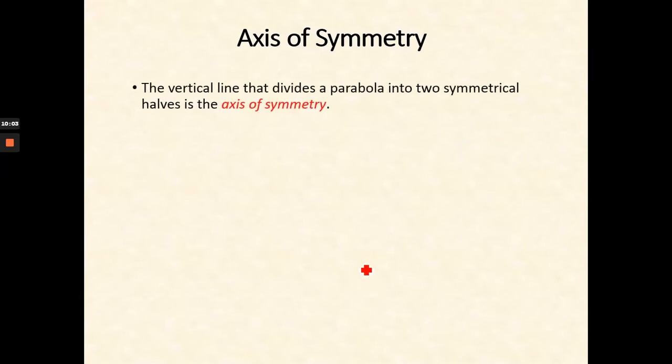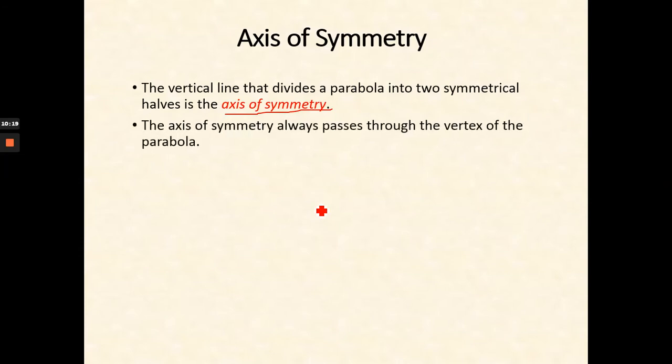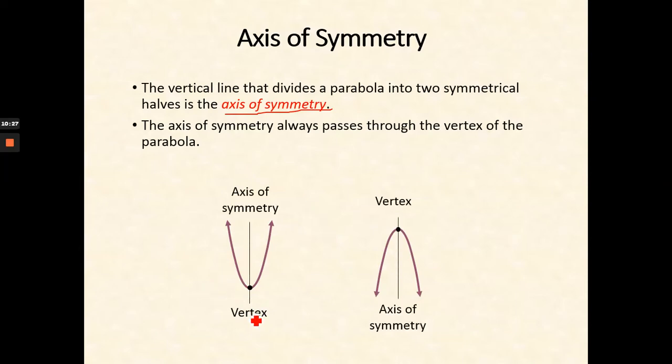Next, how about axis of symmetry? What is all about axis of symmetry? The vertical line that divides the parabola into two symmetrical halves is the axis of symmetry. Okay? The axis of symmetry always passes through the vertex of the parabola. So here is the vertex. So this is the axis of symmetry. It divides the parabola into symmetrical halves. So we have here also, this is the axis of symmetry. Okay?